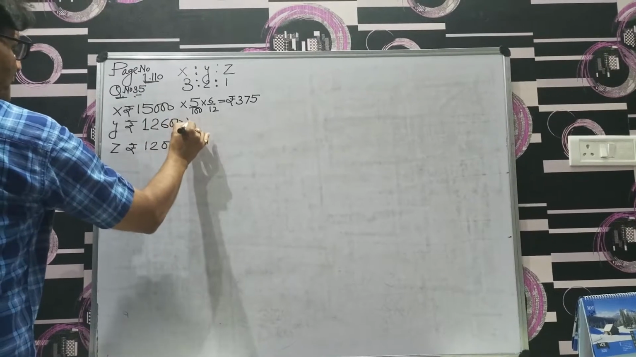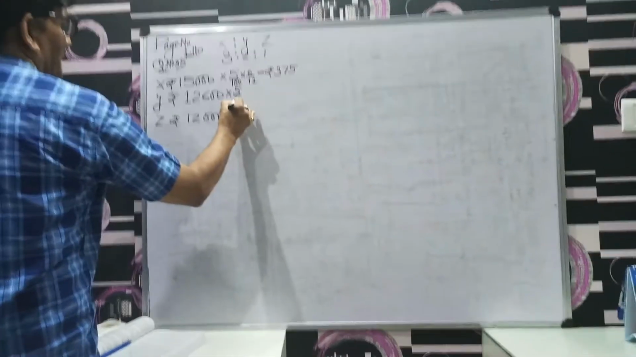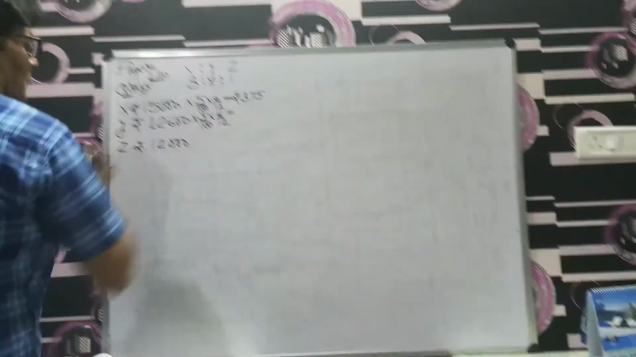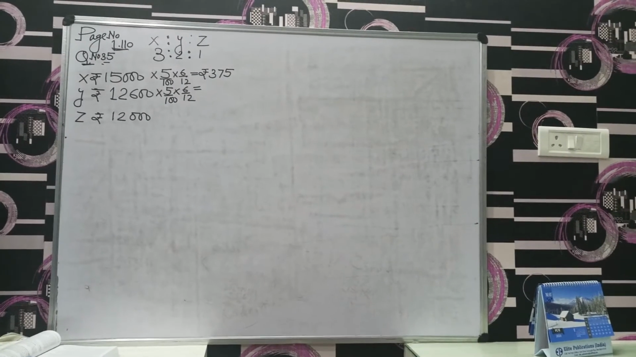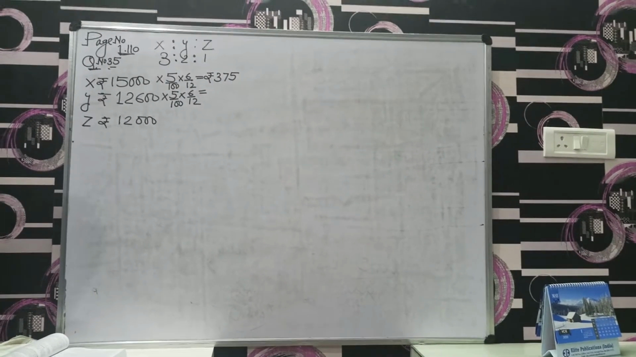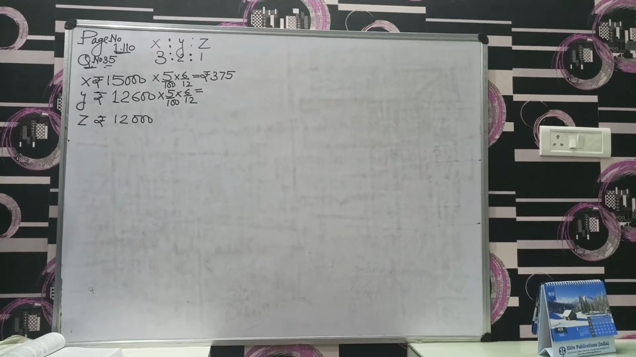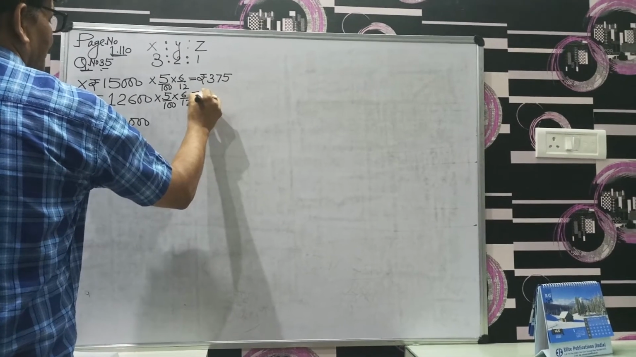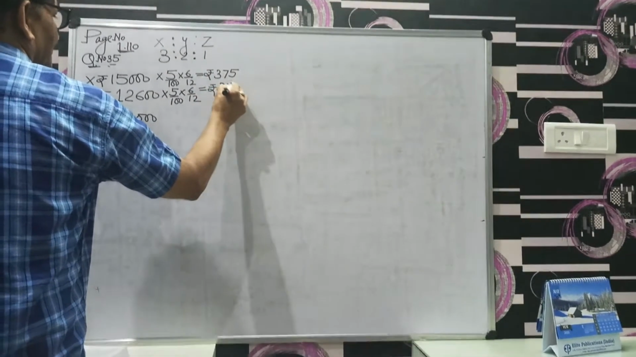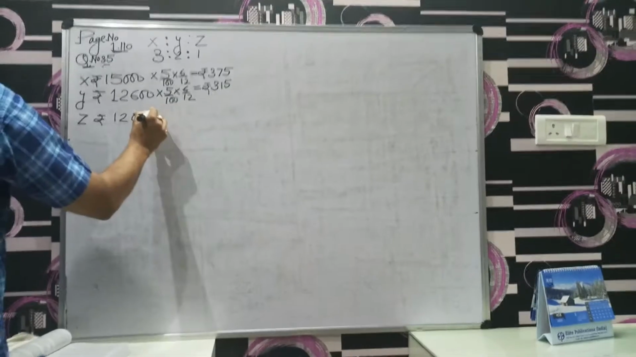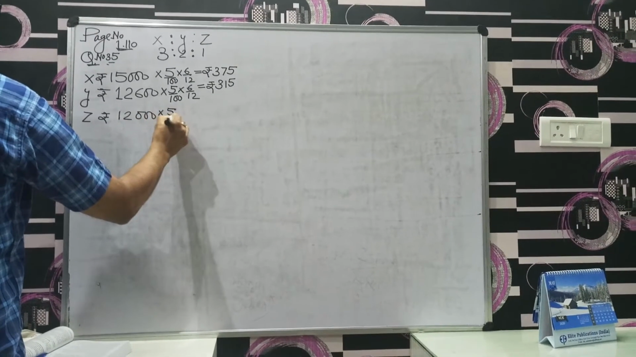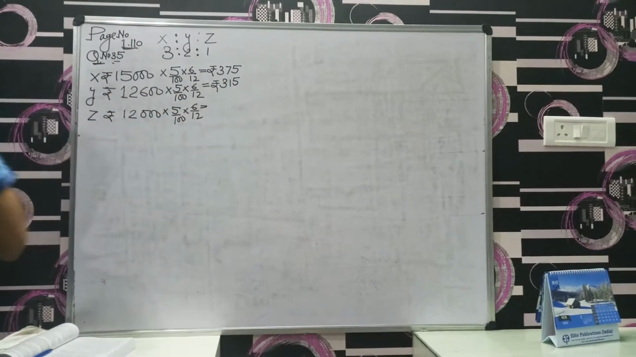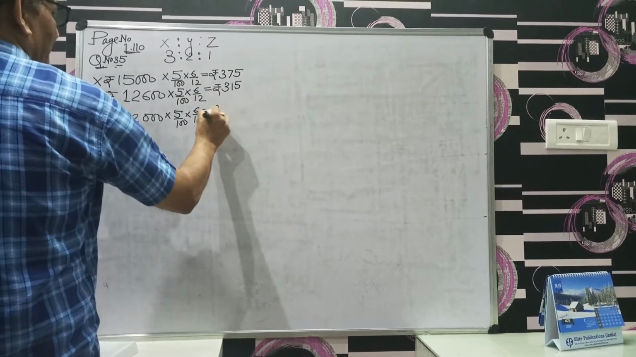12,600 into 5/100 into 6/12. What is the amount of drawings? 12,600 का 5% कितना हुआ? कितना होगा 12,000 का 5%? 630, and this amount would be 315. The amount of Z interest on drawings, 12,000 into 5/100 into 6/12. That amount would be 300.